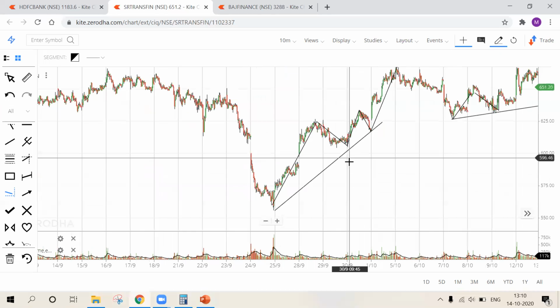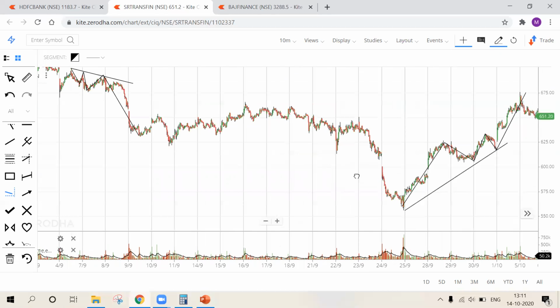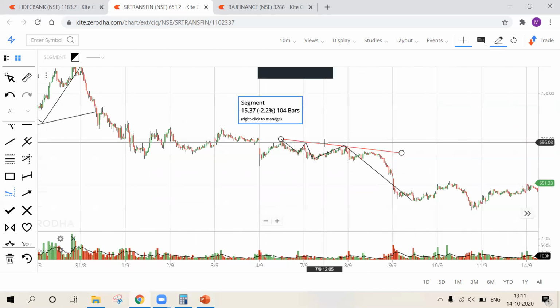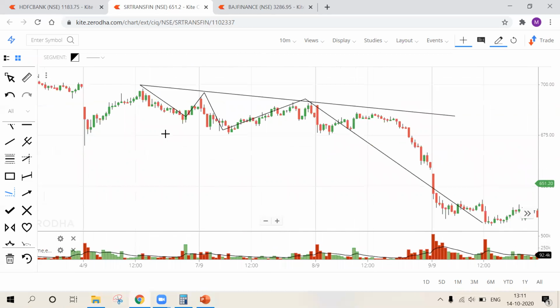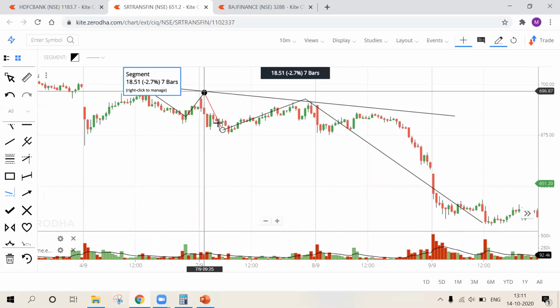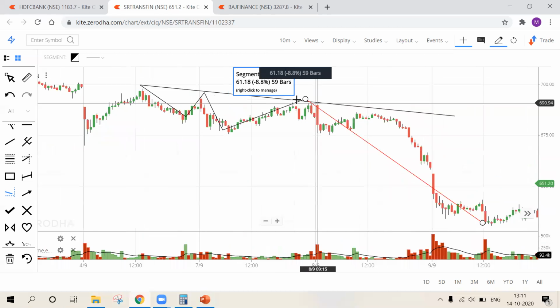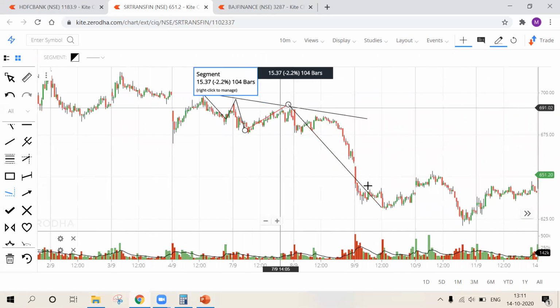All right, let's get on to Elliott wave. Oh, look at this. This is the first reaction. This is the second reaction and this is the third reaction. Look at the third reaction. Look at the movement. Look at the fall.